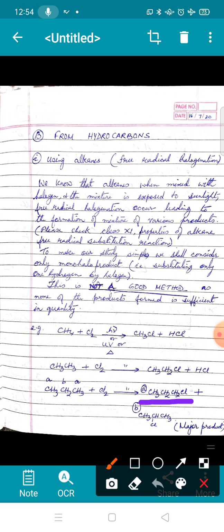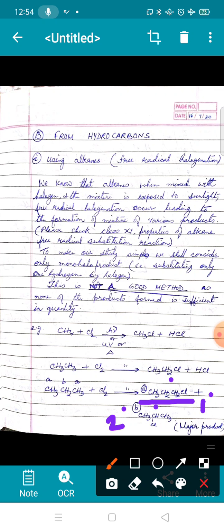So here you see the haloalkane which has been formed. What is the nature of this? This is 1 degree. And the haloalkane which has formed here is 2 degree. That means during the course of reaction, here a primary free radical formed, and here a secondary free radical has formed.